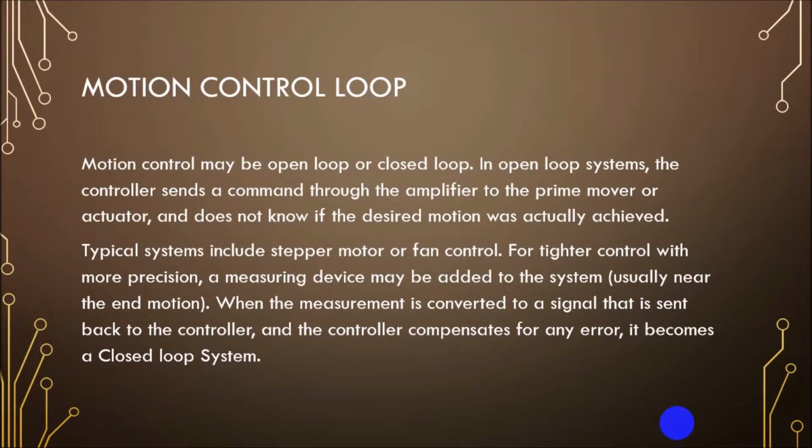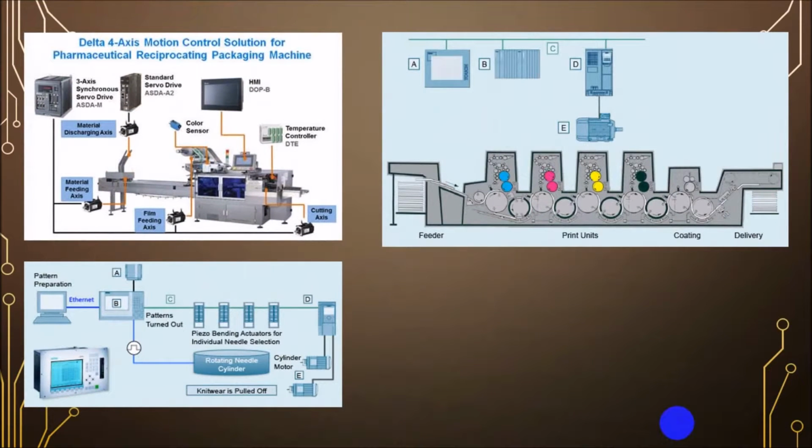For tighter control with more precision, a measuring device may be added to the system, usually near the end motion. When the measurement is converted to a signal that is sent back to the controller, and the controller compensates for any error, it becomes a closed-loop system. Typically, the position or velocity of machines is controlled using some type of device such as a hydraulic pump, linear actuator, or electric motor, generally a servo.